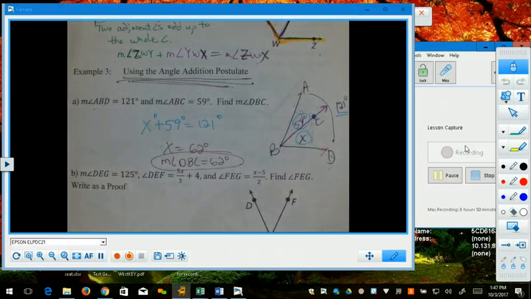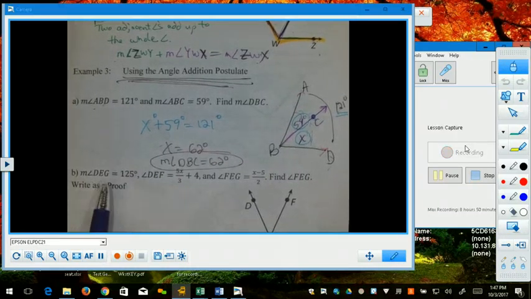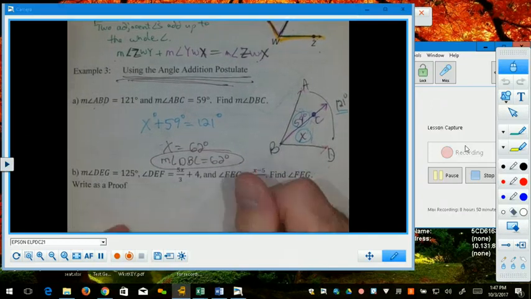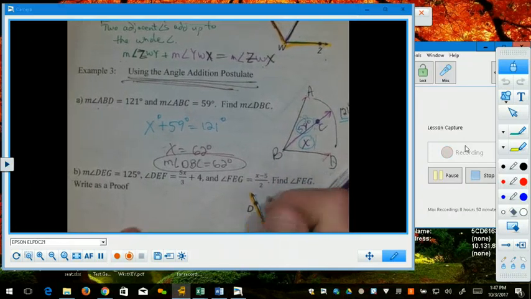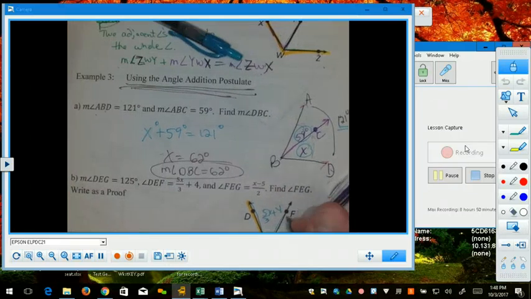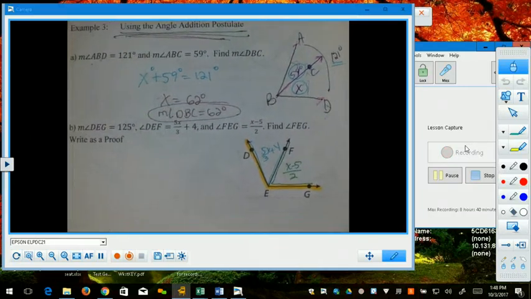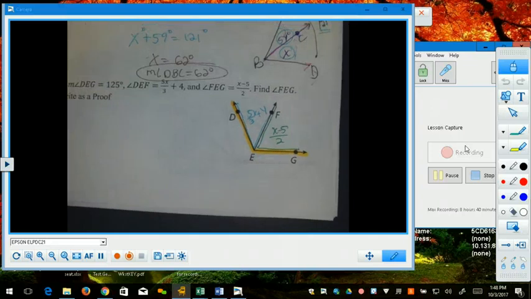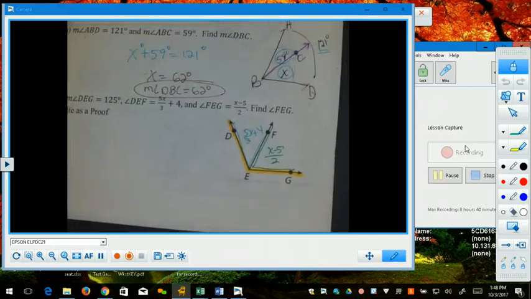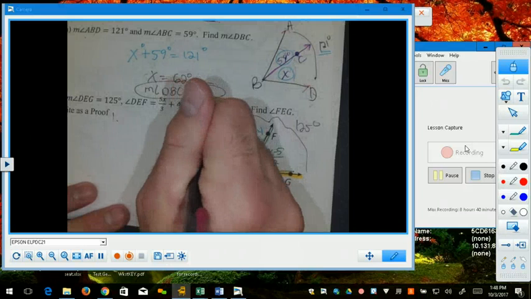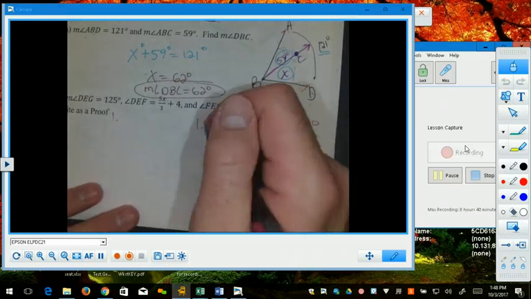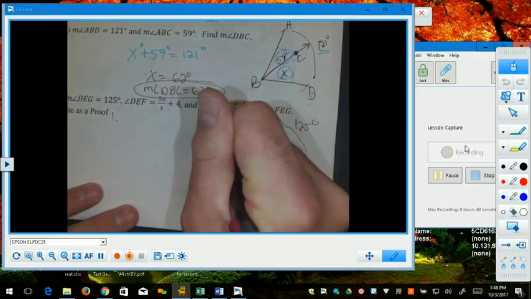This next one we're going to write as a proof for the next problem. We have measure of angle DEG, which is the whole angle. We have an expression for the measure of angle DEF, that expression being 5x over 3 plus 4. And we have an expression for angle FEG, that expression being x minus 5 all over 2. So now the whole thing is given as 125 degrees. If I'm supposed to write this as a proof, then I have to start with my first line being why I can write the equation. And why I can write the equation is the angle addition postulate.